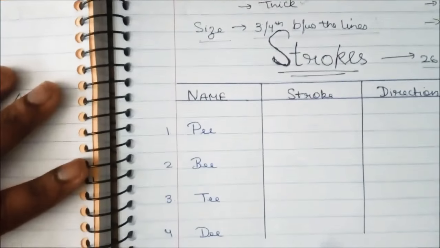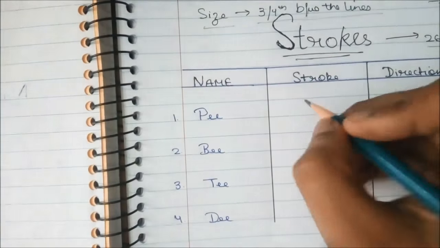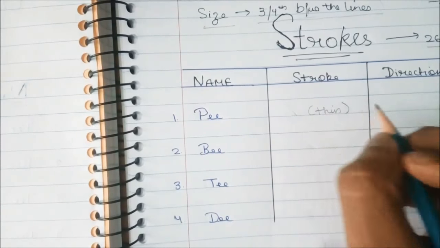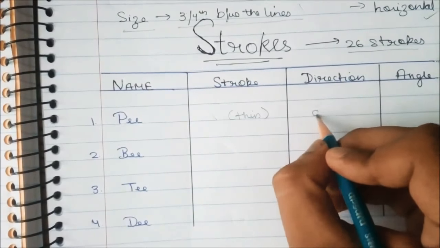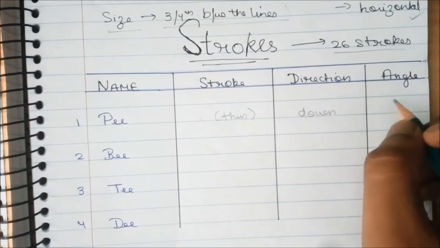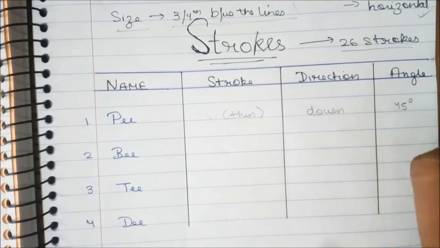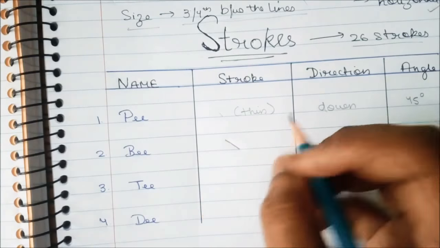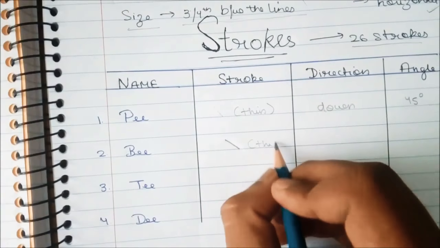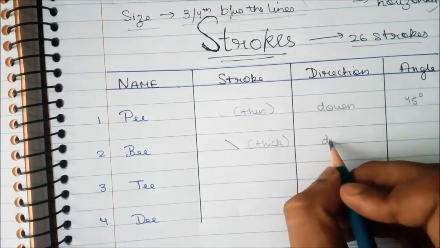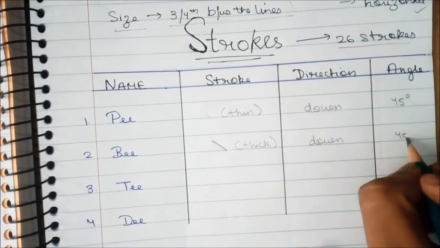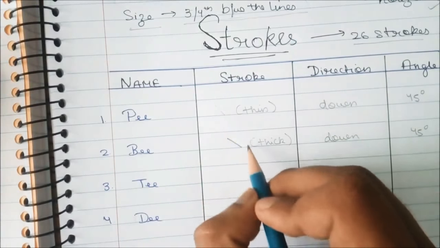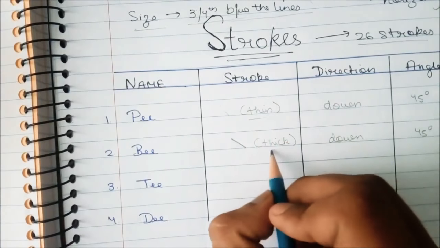So let us see the number one stroke, that is P stroke. It is a thin stroke, and its direction is downwards, and it makes an angle of 45 degree with the vertical. Now the next stroke is B. It is a thick stroke. Its direction is downwards and it makes an angle of 45 degree with the vertical. As you can see here, both the strokes are similar, but we can differentiate between them as thin stroke and thick stroke.